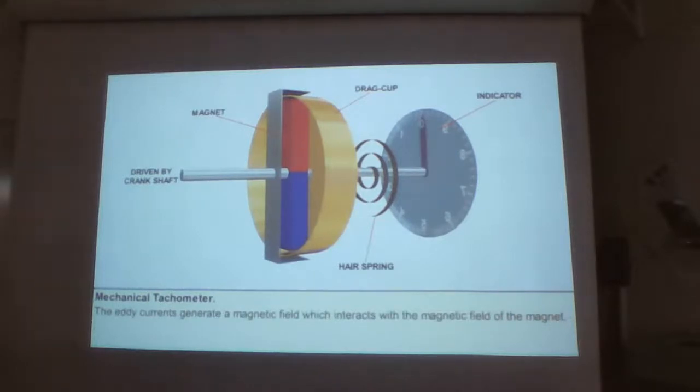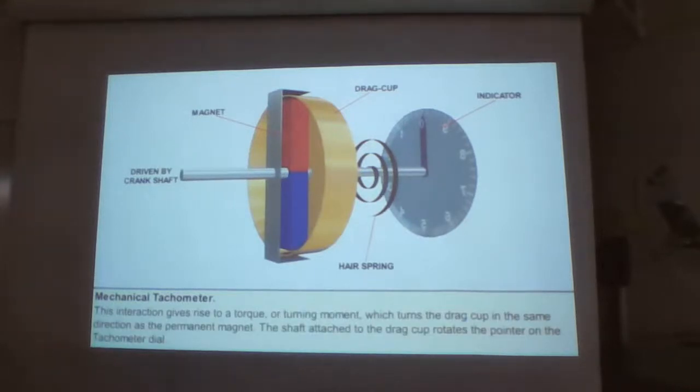Eddy currents are caused by the magnetic field of the moving magnet acting on the electrons of any metal in the vicinity of the magnet. The eddy currents themselves generate a magnetic field which interacts with the magnetic field of the magnet. This interaction causes a torque, or turning moment, which is established to turn the drag cup in the same direction as the permanent magnet. A shaft extends from the drag cup and is connected to a pointer.